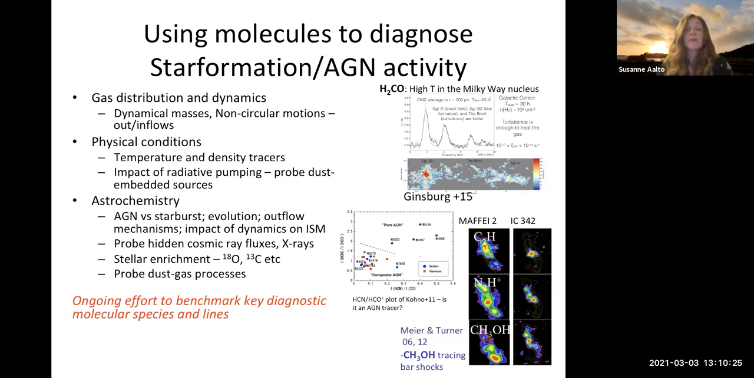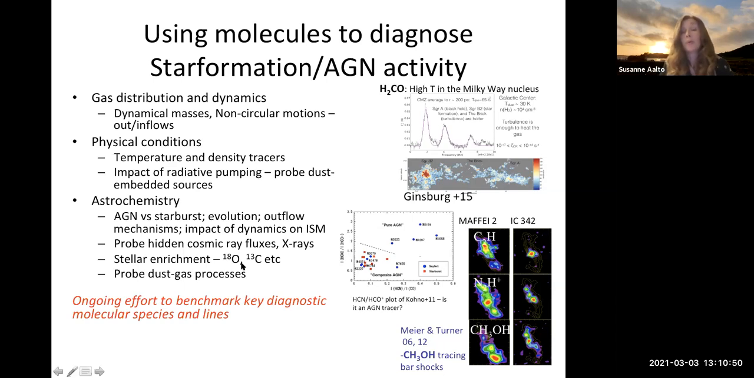We can use these molecules also to probe hidden cosmic ray fluxes. We heard an example before in the previous talk on how we can use molecular ratios to probe the cosmic ionization rate, for example. We can even probe stellar enrichment and dust to gas processes. And there's an ongoing effort to benchmark the most key diagnostic molecular species and lines.